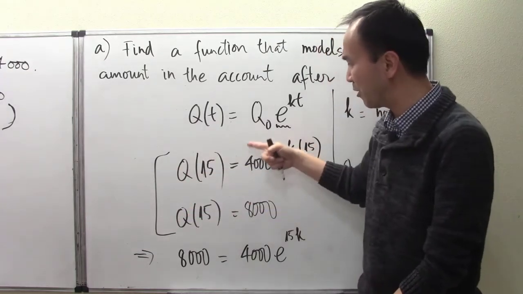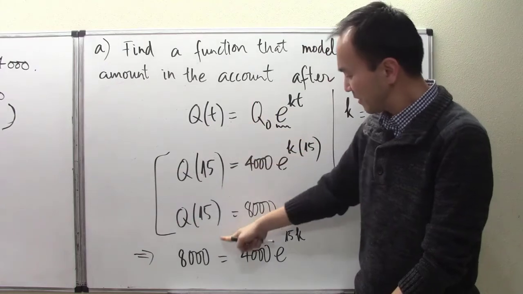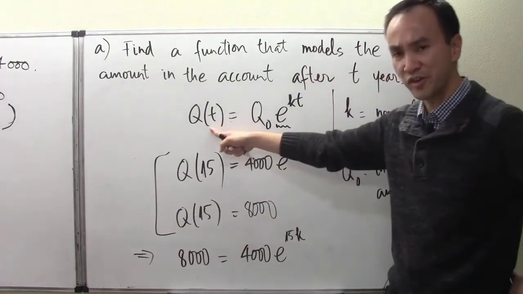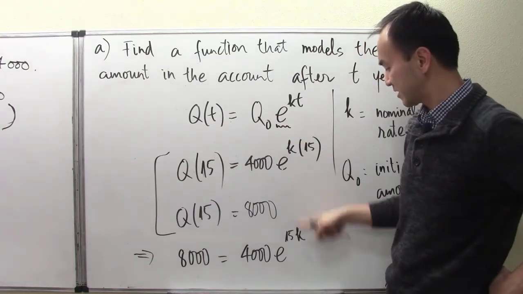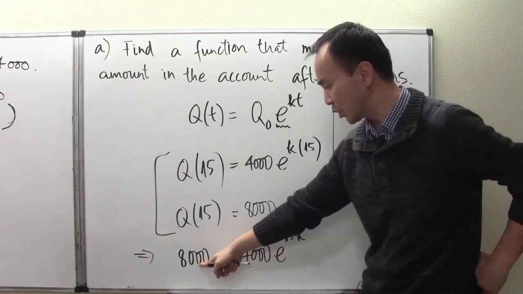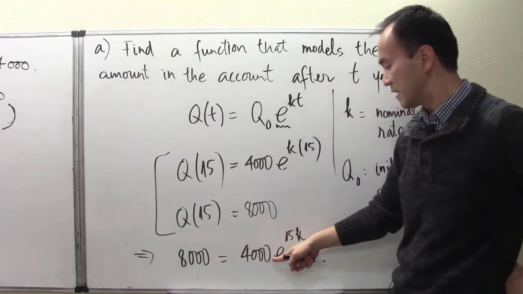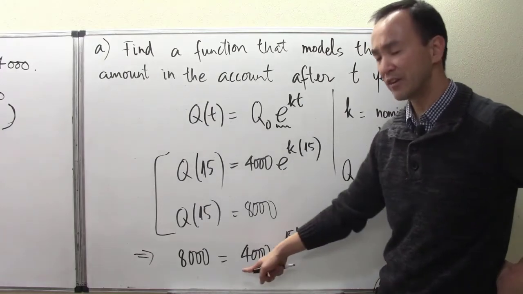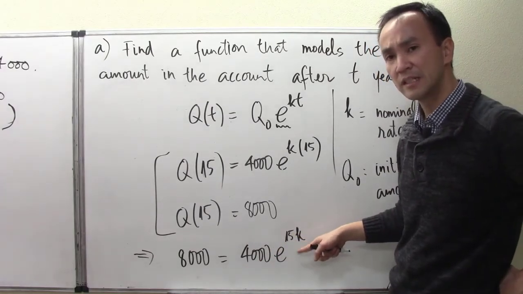But as far as the formal steps, right from here, q of 15, you can just put 8,000 on the left-hand side of the equation for q of t. And then here, substitute 15 in place of the variable t right there. So we're looking at an equation being 8,000 equals 4,000 times e to the 15k. Now we have an equation that we can solve for k indeed.